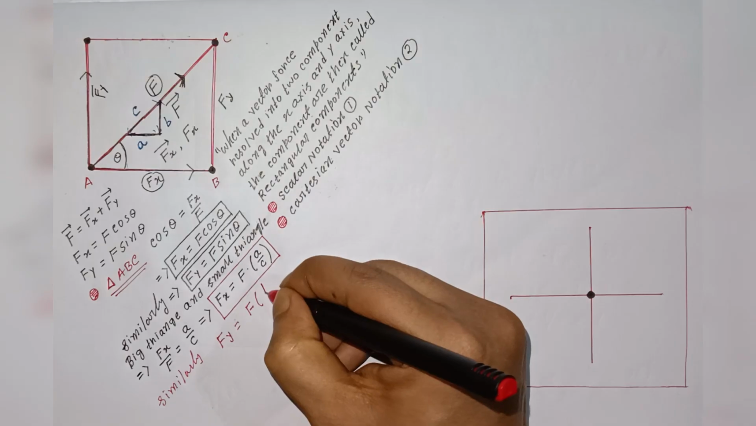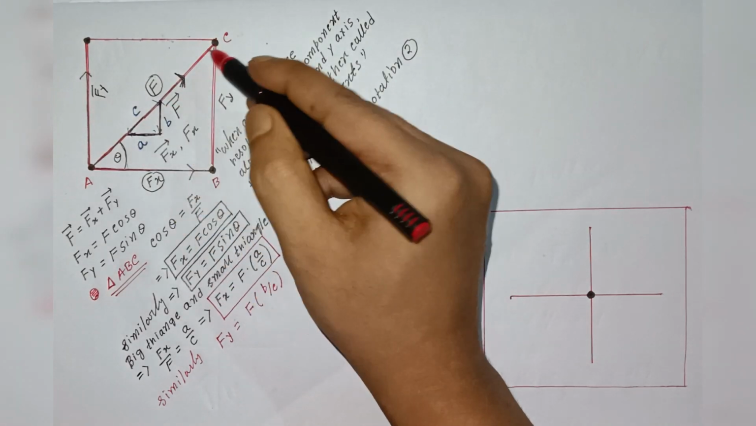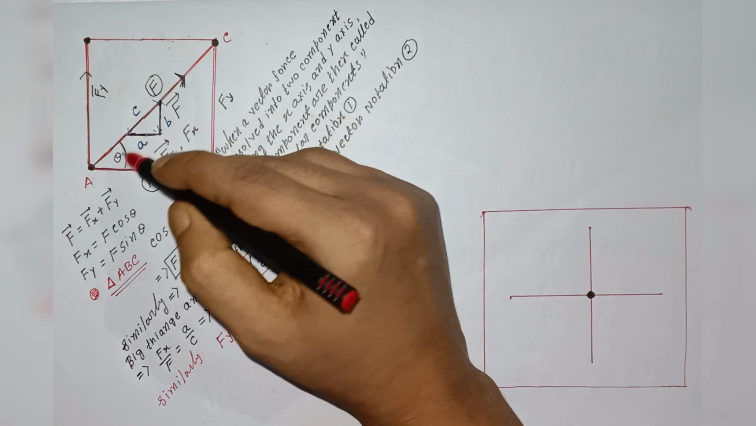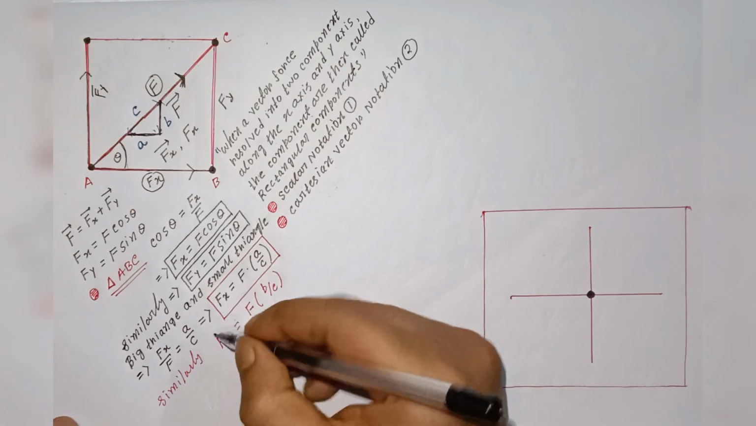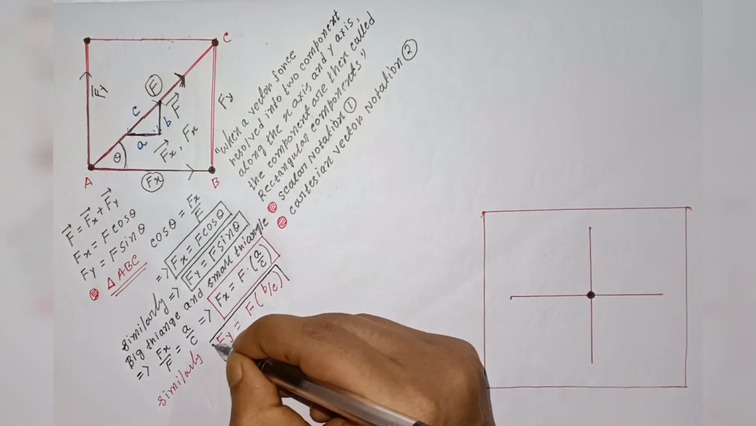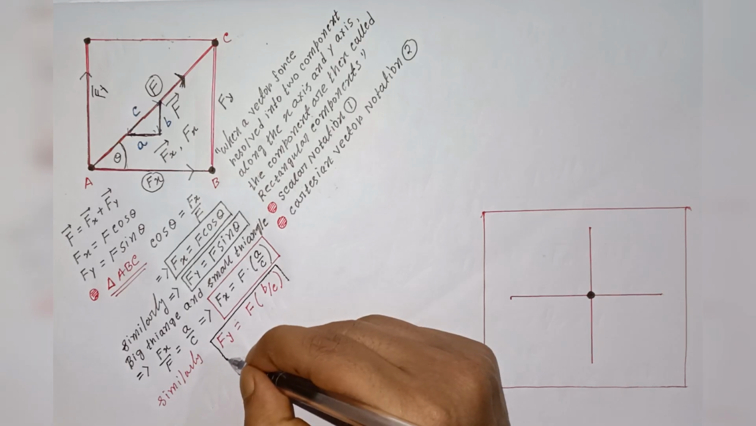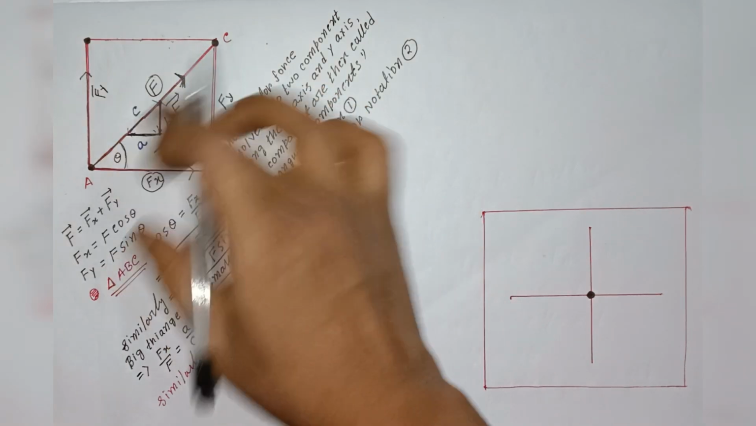Easy peasy, no tension. Similarly, comparing the two triangles, we write Fy equals F into b by c. Okay, I think you will understand. But remember always one thing: positive and negative side. Here positive side, because according to our drawing, we take the axis like positive x-axis and negative x-axis.